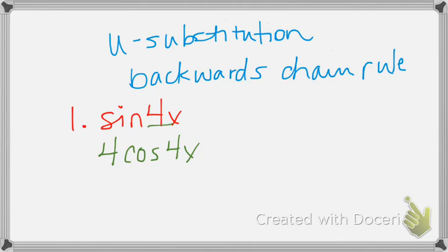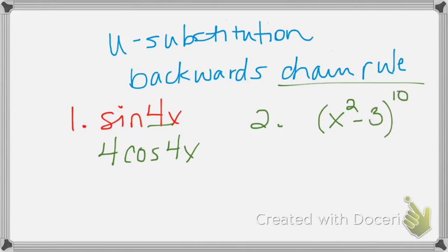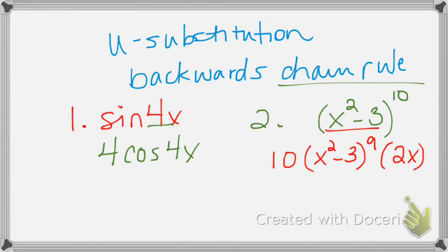Right now we're just talking about derivatives for a second, so I can remind you what the chain rule is. Okay, what if I have (x squared minus 3) to the 10th, and I want to find the derivative? What would I do? Ten times (x squared minus 3) to the 9th, multiplied by the 2x, right? Because the derivative of the inside, that's the chain. So in this problem, the 4 was the chain, and on that problem, the 2x was the chain.